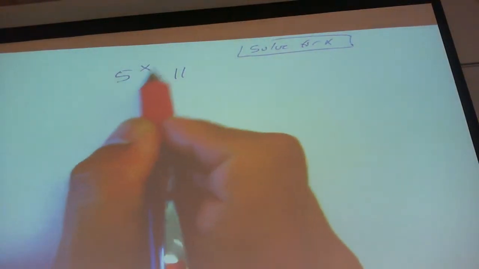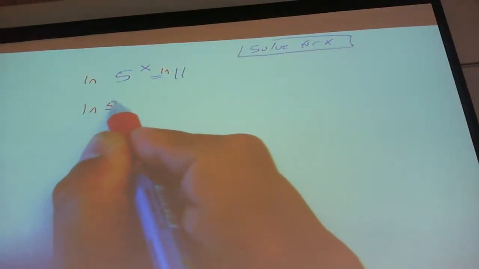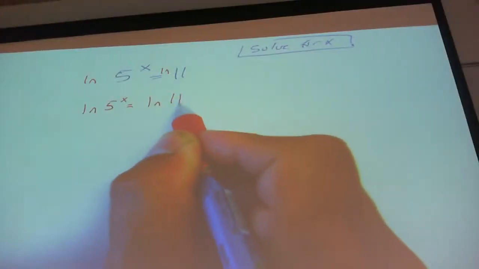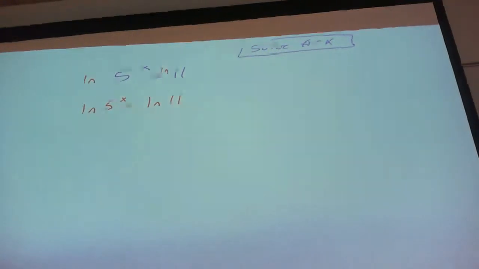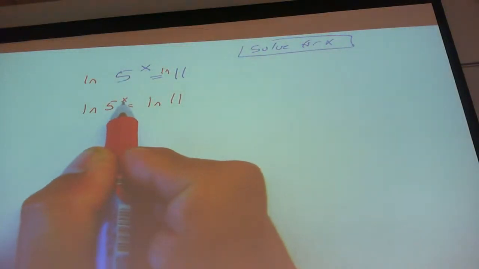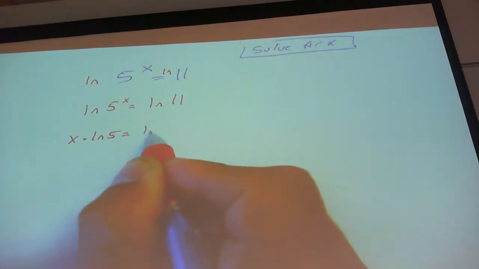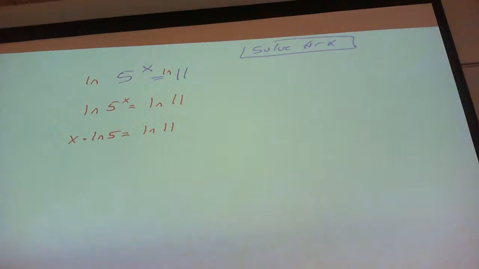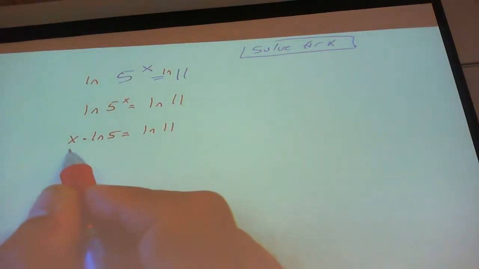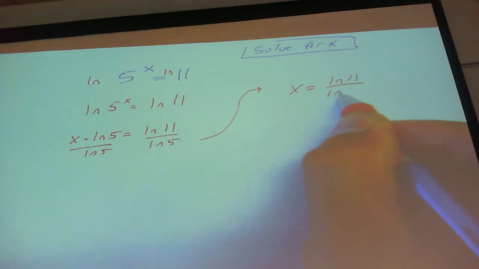So again, the problem is the x is up here. If I ln both sides, that's natural log, and it has the same properties. So if I natural log both sides, where will the x go now, going by the properties? To the front. And then, to solve for x, how do I get rid of times ln of 5? Divide by ln of 5. So x equals ln 11 divided by ln of 5.